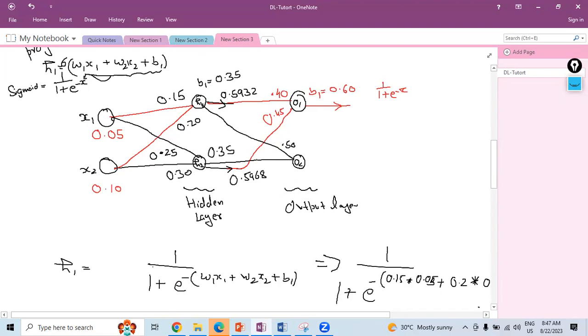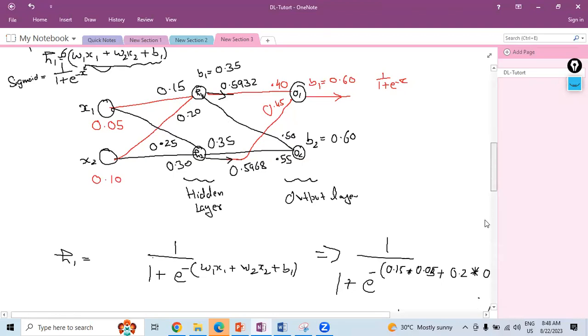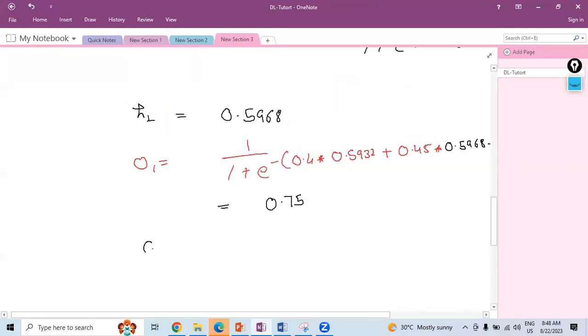W50, sorry, weight will be 0.50 and here it will be 0.55. So 0.50, 0.55 and bias, let's keep the same, which will be 0.60. I'm just keeping the bias, but it is not necessary that you have to keep the same bias. Bias can be different, but just for the calculation, I'm keeping it the same. So weight is 0.50 and 0.55. H1, H2 is coming. Do the same calculation and tell me the value for the O2.